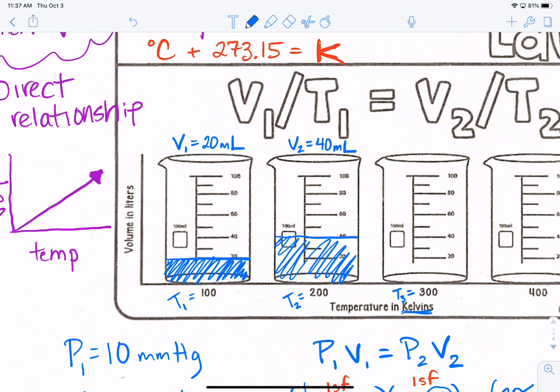So you triple the temp. When we triple the temp, we just triple the volume. So we'll go up to 60. Volume 3 would be 60.